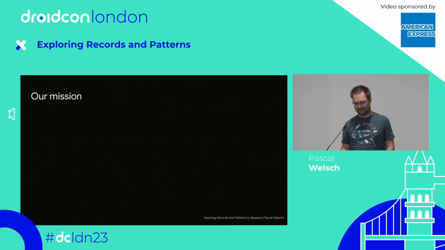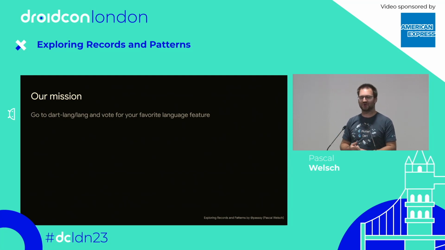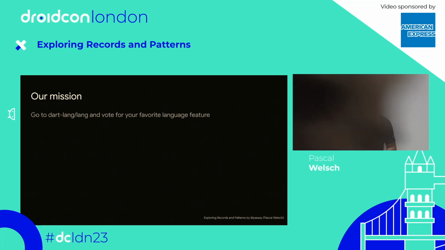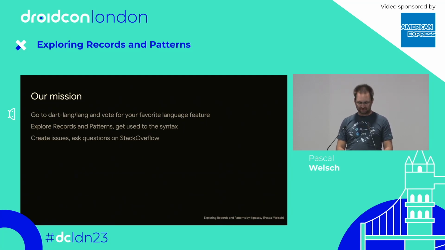What is our mission right now? We have to go to the language repository of Dart and upvote your favorite feature, because the Dart team is listening, and whatever is upvoted most, they will look into if they can implement it quite fast. We can explore patterns and records and get used to the syntax. We don't have to use them, but we have to get familiar with reading them.